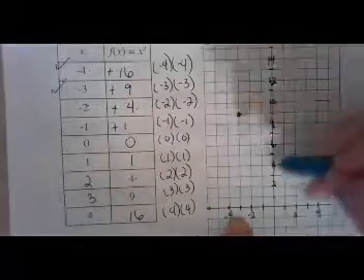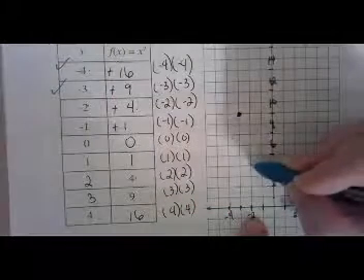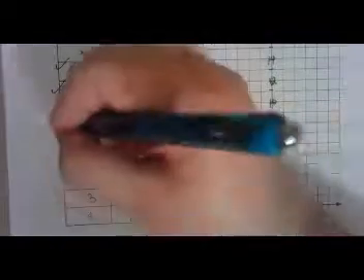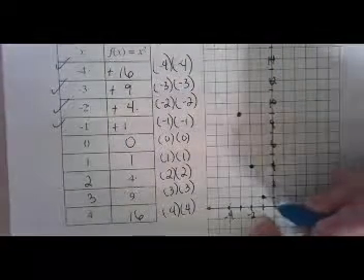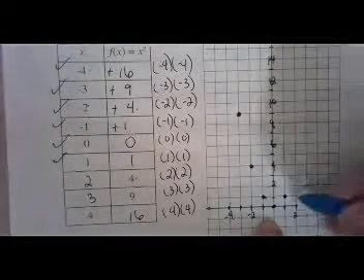It's a good idea to mark as you go. Negative 2, positive 4. Plot the point, check it off. Negative 1, with the output of a positive 1. And 0, 0. And then 1 and 1. And 2 and 4.